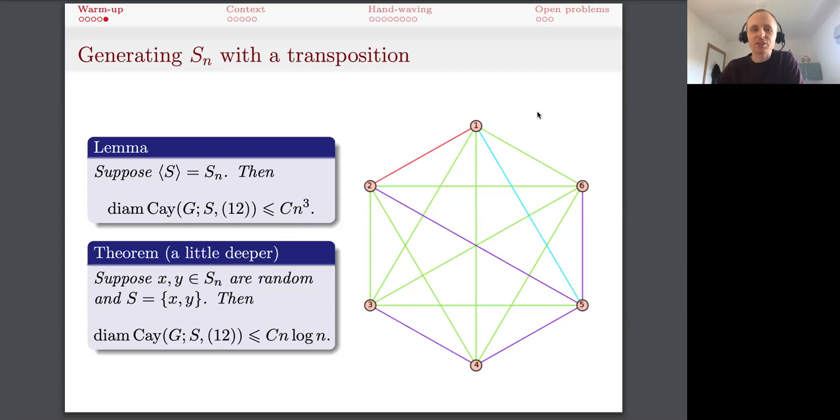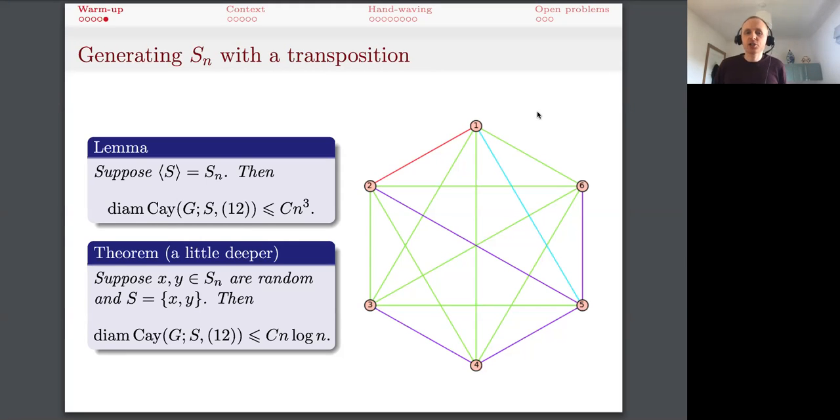My point is just that you must obtain all transpositions pretty quickly. In fact, there are only n squared transpositions, so it only takes you, at worst, n squared steps to get all transpositions. And once you have all transpositions, any permutation is a product of n transpositions. So the diameter is at worst n cubed. And even this is pessimistic.